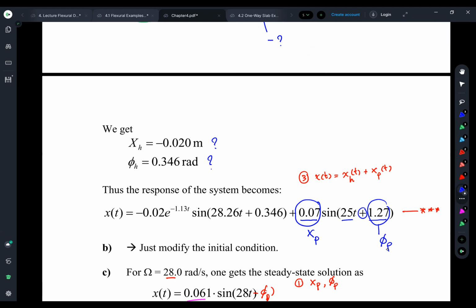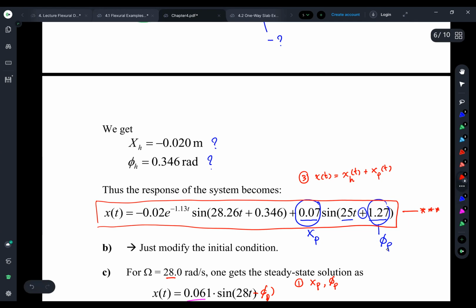Okay, I'm sorry for the errors that we found in the example, but I think the idea or the concept is quite straightforward, and you can check and prove it by yourself. And the bottom line is, after you obtain everything, this is the total solution or total response, once you introduce everything into the equations and solve for XP, phi P, XH, and phi H.